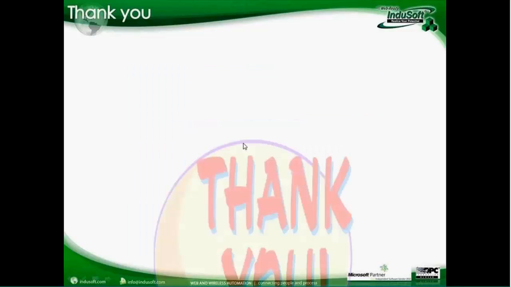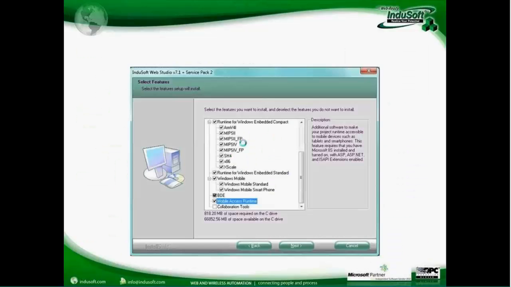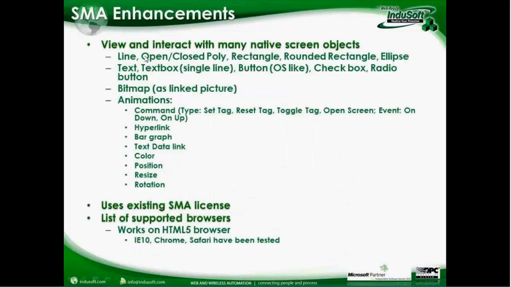What does this support? Let me go back up to this list: lines, open and closed polygons, rectangles, rounded rectangles, ellipses, text box, single line only, buttons, the OS-like checkbox, radio buttons, bitmaps, most of the animations, especially position, resize and rotation, and most of the command animations. The real nice thing is that it uses the existing SMA license, so if you have the SMA license already, or the one that gets included with the runtime, you can go ahead and use that.